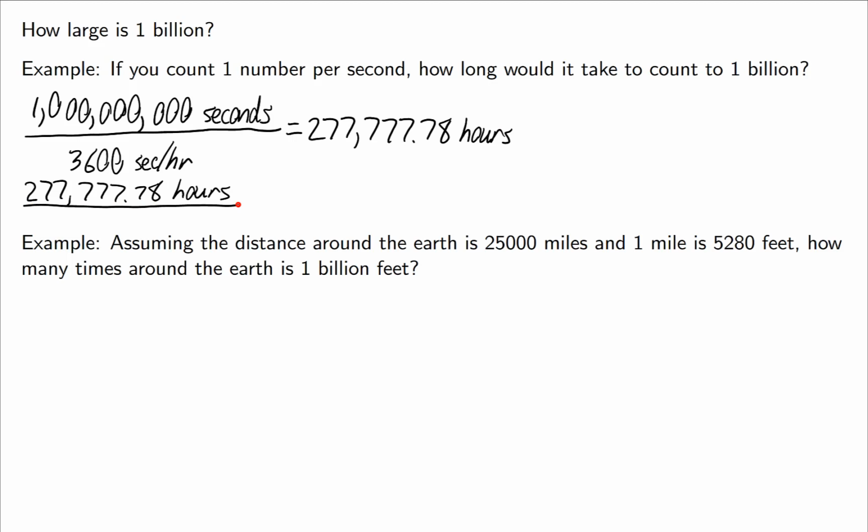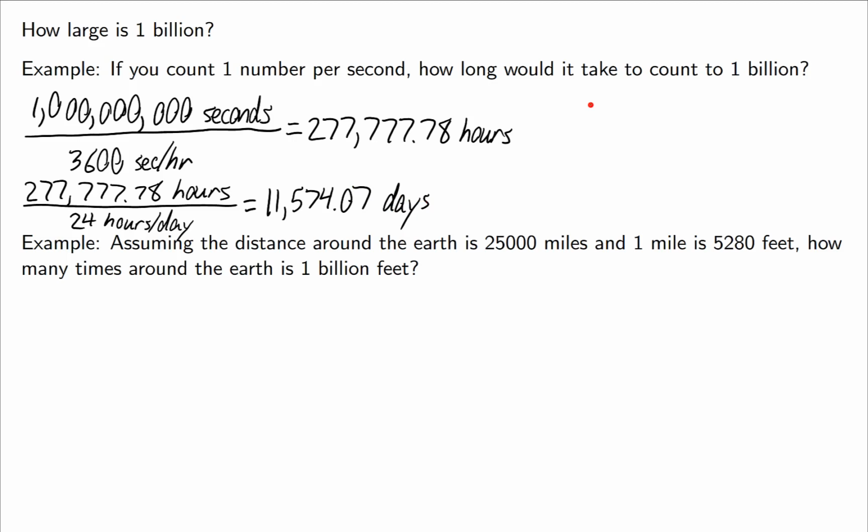Let's convert that to days by dividing by 24. There are 24 hours in a day. Let's see how many days this is. I get 11,574.07 days. That's still a little bit too long for me to figure out how long that really is.